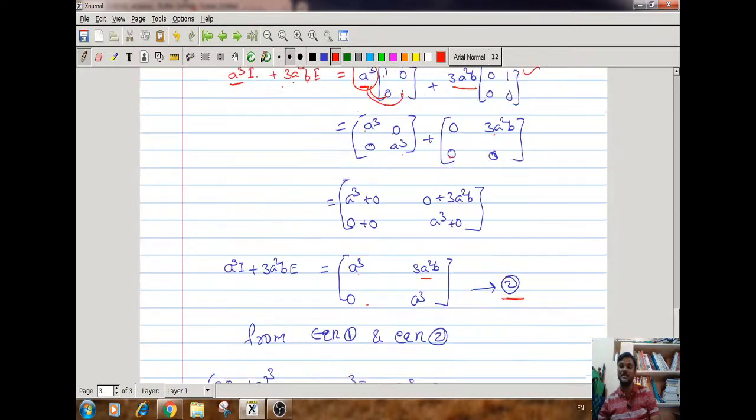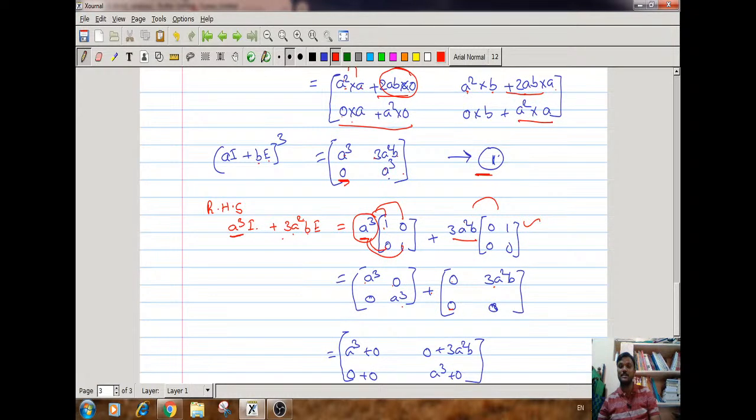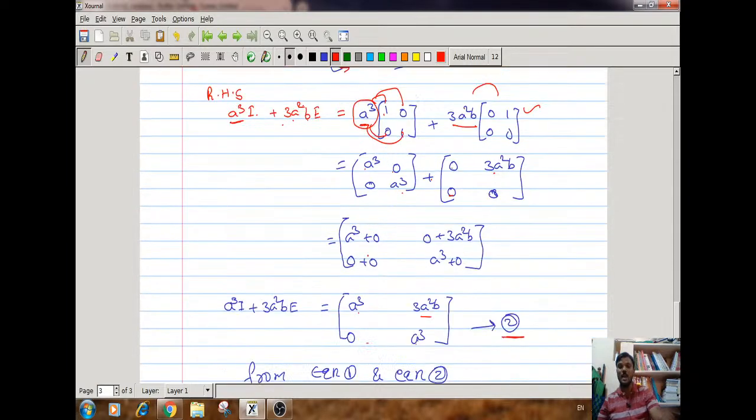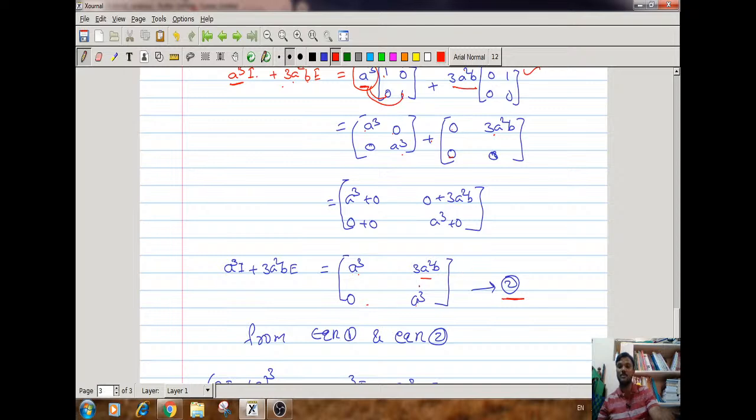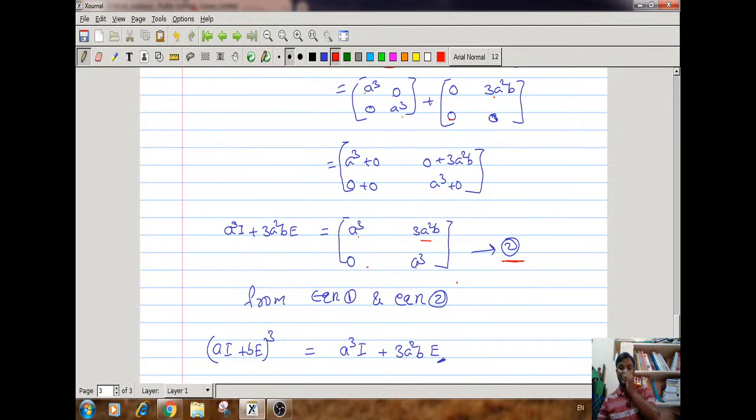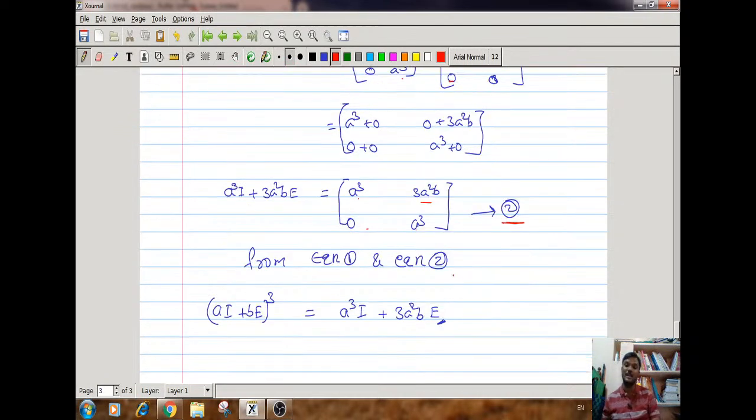And if you observe the first equation and the second equation, the RHS parts are [A³ 3A²B; 0 A³] here and also [A³ 3A²B; 0 A³] here. That means in both equations the RHS parts are equal. As the RHS parts are equal, we can equate the LHS parts. Likewise we get this answer. Okay, I hope you can understand this answer. Okay, thank you.